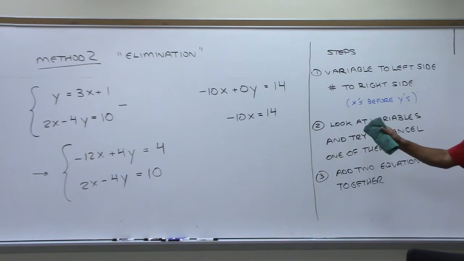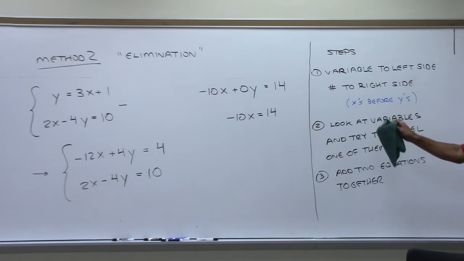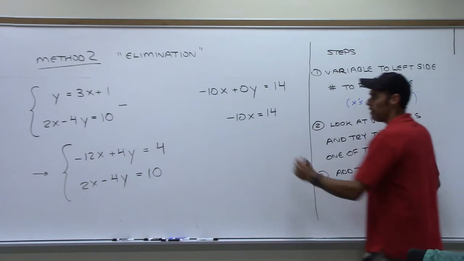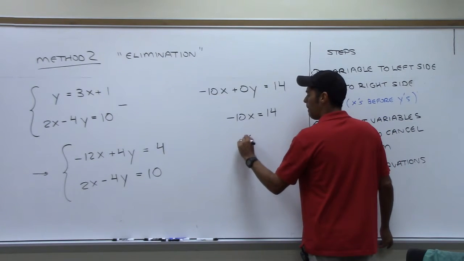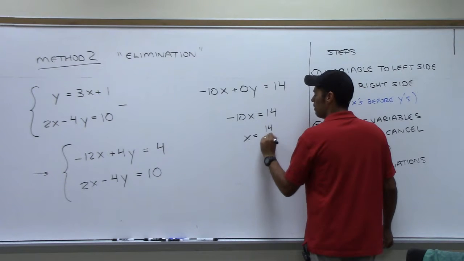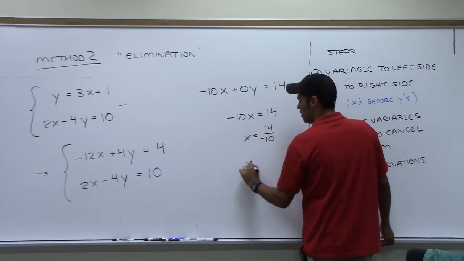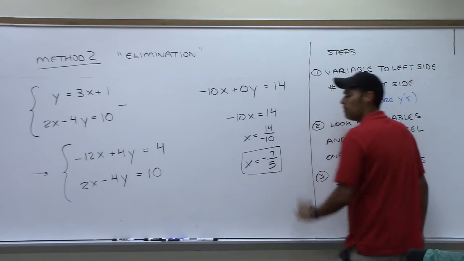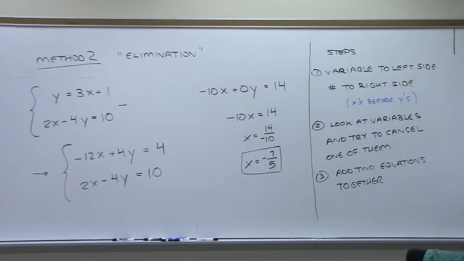And does that look familiar? We had that in the last problem. At some point, we got to that, didn't we? Now we divide both sides. Lena was the one who told us, divide both sides by negative 10. You get 14 over negative 10. Which is the same as negative 7/5. We got the same result, didn't we?